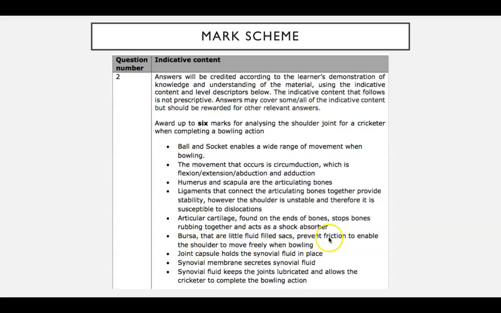Bursa reduces friction because it's a fluid-filled sac. Joint capsule holds the synovial fluid in place and the stable joint. Synovial membrane secretes synovial fluid. Synovial fluid keeps the joint lubricated and allows the cricketer to complete the bowling action. That there is quite a tricky question for you, where you've got absolutely everything involved with regards to synovial joint.